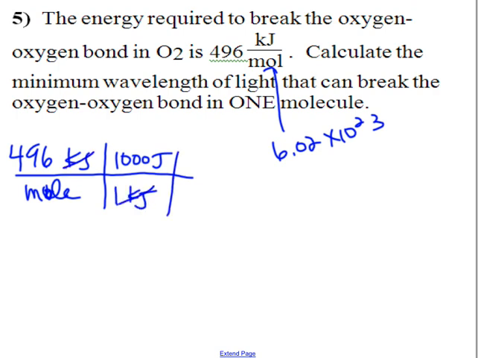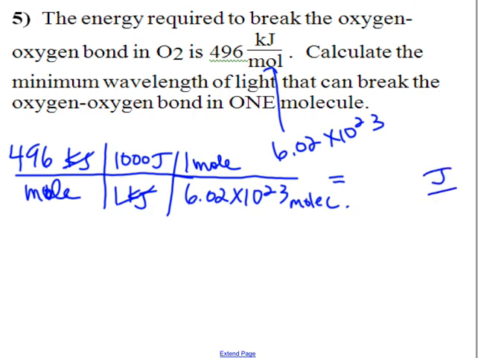So my kilojoules go. So now I want to get from moles to just molecules. So for every 1 mole, I have 6.02 times 10 to the 23rd molecules. All right, so this is going to end up being joules per 1 molecule. The energy required to bust 1 bond. 7.49 times 10 to the negative 19. Okay, so, we got a different answer. 8 point what? All right, 8.24 times 10 to the negative 19 joules per molecule.